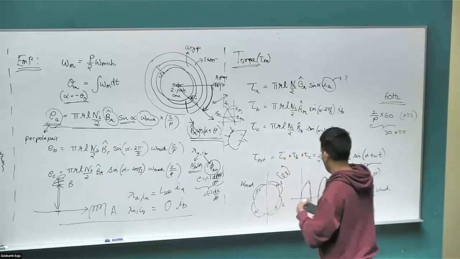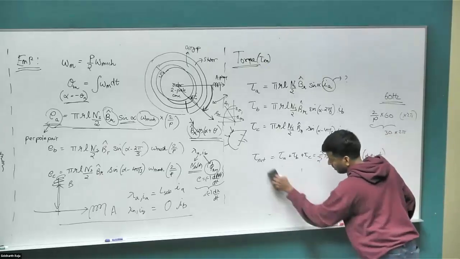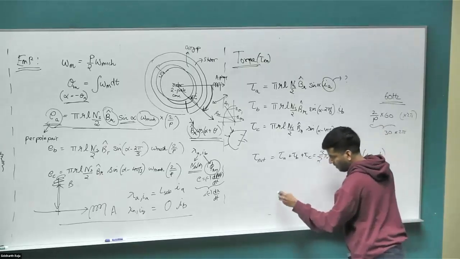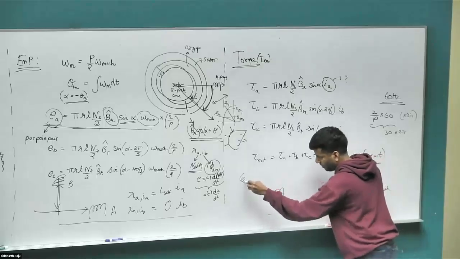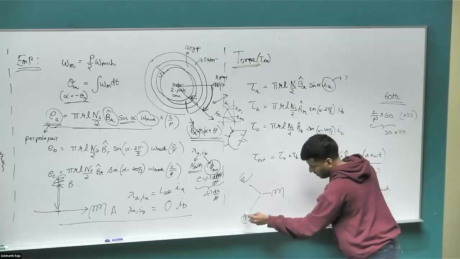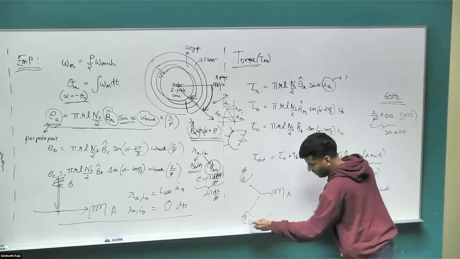So let's look at a simple case. Let's say we have a three-phase motor. This is a three-phase motor with two poles. This is what it will look like, right? Equivalent when you draw it. So A phase, B phase, C phase.